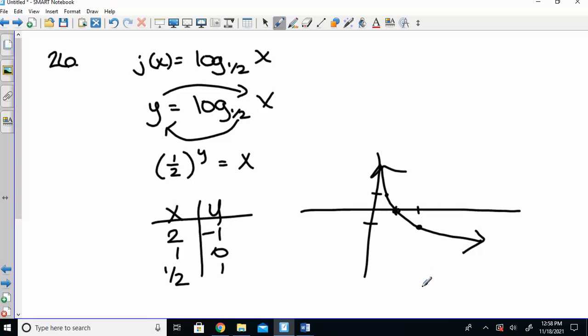Remember the logs have that vertical asymptote, so it looks like this. So if it's a log, you change it to an exponential, and you plug in -1, 0, and 1 for the y.